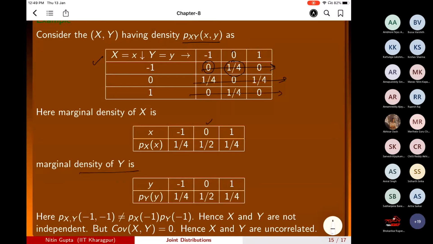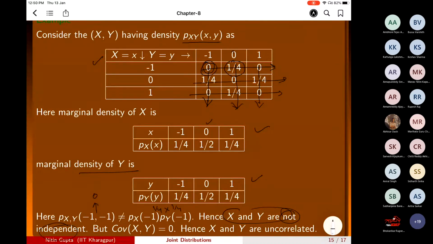Marginal density of y is, corresponding to -1, value is 1/4, corresponding to 0, value is 1/2, corresponding to 1, value is 1/4. Now you can easily see that pxy(-1,-1) here is 0, and px(-1) is 1/4, and py(-1) is 1/4. So therefore they are not equal. So therefore x and y are not independent.